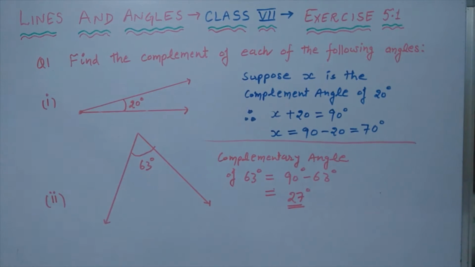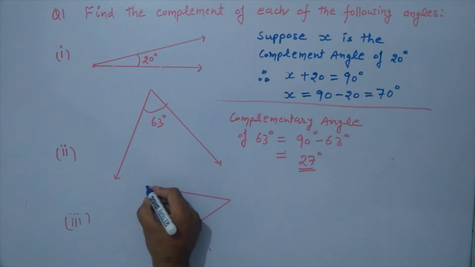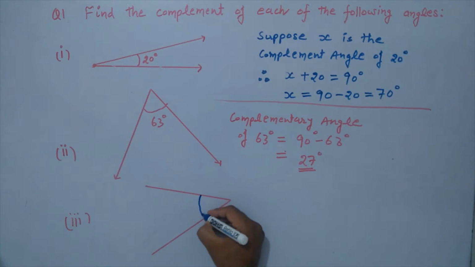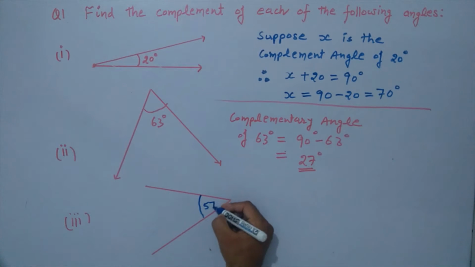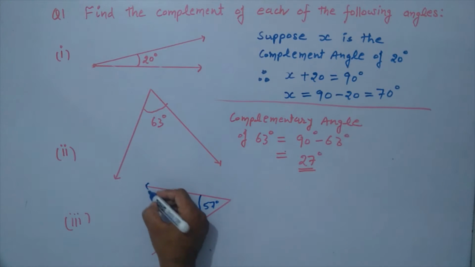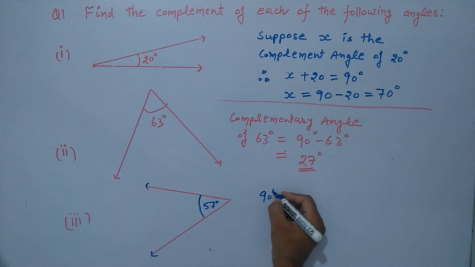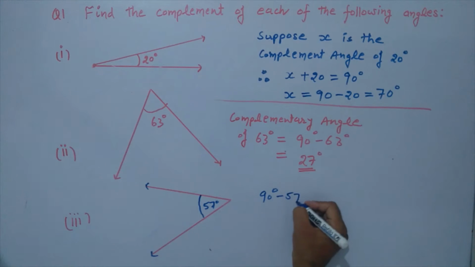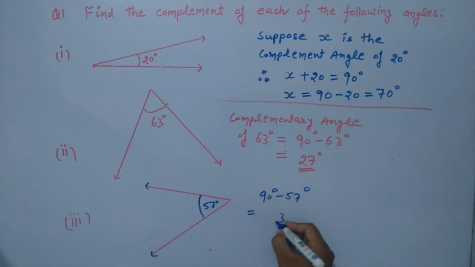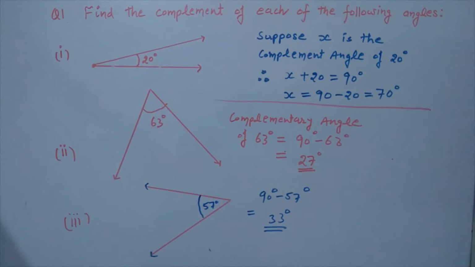Right? Part number 3 is what is the complementary angle of 57 degree? Right? So what we say? 90 degree minus 57 degree. What is the answer? 33 degree. 33 degree is the complementary angle of 57 degree.